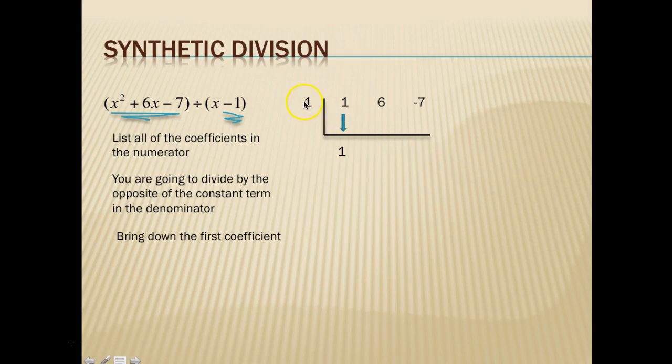So the first step is multiply. 1 times 1 is 1, and it goes here. Then I add 6 plus 1, 7. Then I multiply 1 times 7, and that goes there, 7. And then I add, and I have 0. Now, interpreting what this means, your very last slot is your remainder. Your next slot is your constant, and the slot before that is your x term. So this should be 1x plus 7 with no remainder.